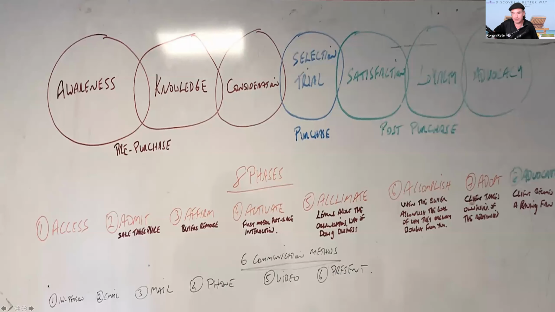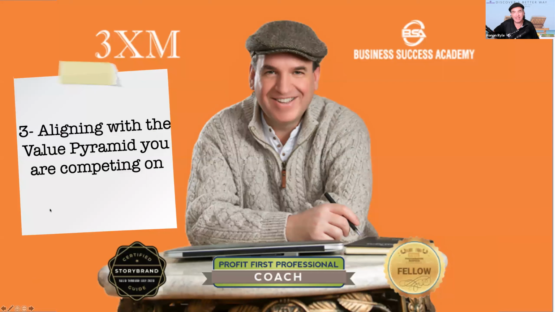And it aligns with this piece that I've been talking about. Okay, so second mistake, this will help you overcome that, and that is perceiving your sales process from the buyer's perspective. And just think about the buyer's perspective. Okay. The second thing then is, what value pyramid are you going to compete on?